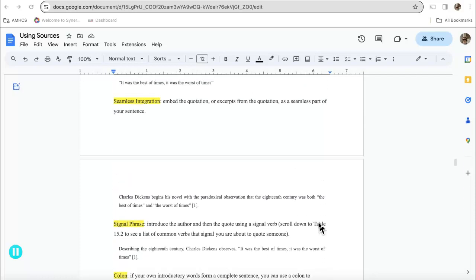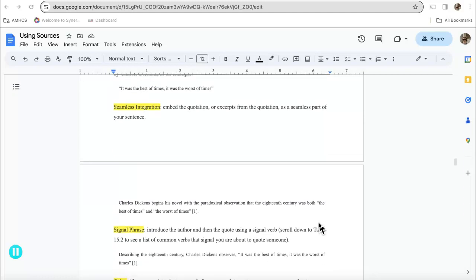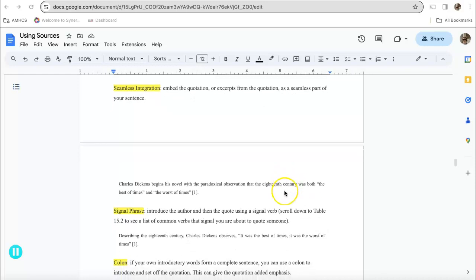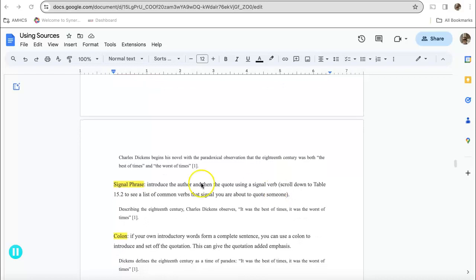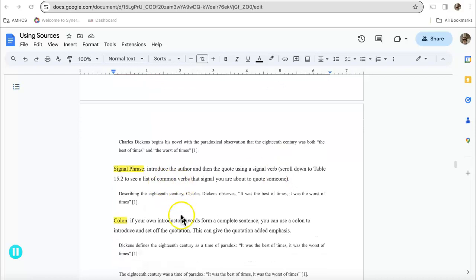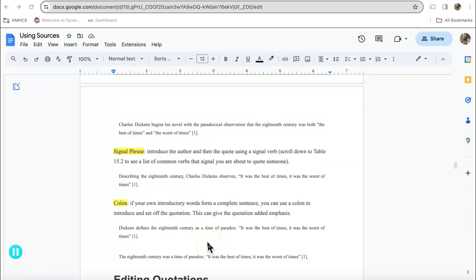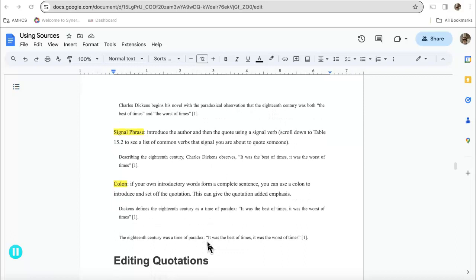So in order to clothe your quotations with the grammatical structure of your own, choose either seamless integration following this example, signal phrase following this example, or the colon method following this example. Those are your options. You need to make sure that you've used them each time. Use one of them each time you use a quotation.